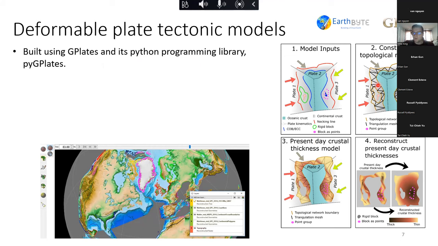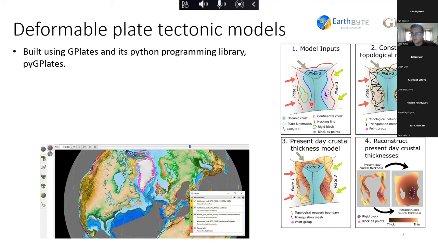As with all models, we need to start with inputs when we're building these deformable plate tectonic reconstructions. First things first, we need to define boundaries in which deformation is going to take place in these models. If we look at panel one right here, we need to define first an exterior boundary, such as this blue line right here. This could represent something such as a continent-ocean boundary or the edge of continental crust. And then we also need to define interior boundaries such as this red boundary right here, which can represent, in terms of rift emergence, something such as the Mikan line, so basically where rift-related deformation is determined to initiate.